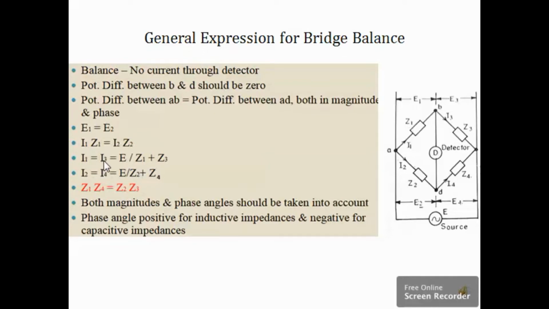So, when we substitute the values of I1 and I2 in this expression, we obtain the general expression for bridge balance as Z1 Z4 is equal to Z2 Z3. This is the main equation for a bridge to be balanced.